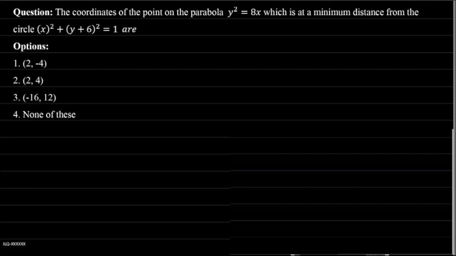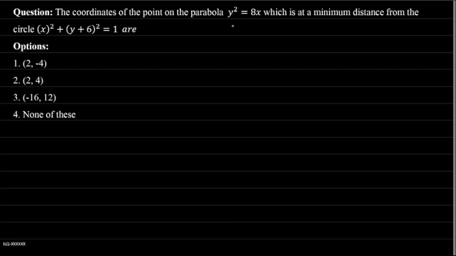Hi students, today we are going to solve this problem where we have the parabola equation y square is equal to 8x, and we also have a circle equation, and we have to find a point on the parabola so that the distance between the circle and the parabola will be minimum. So we have two equations here.